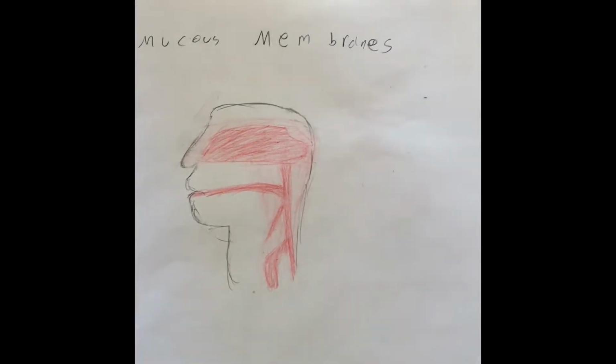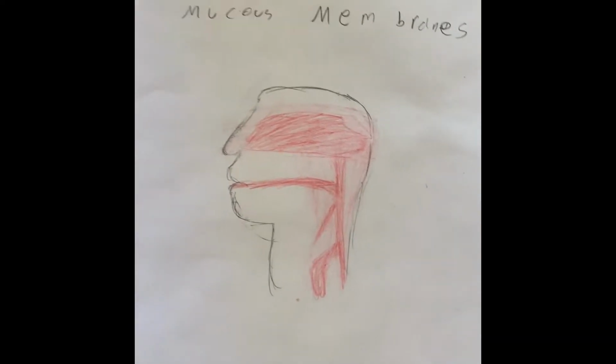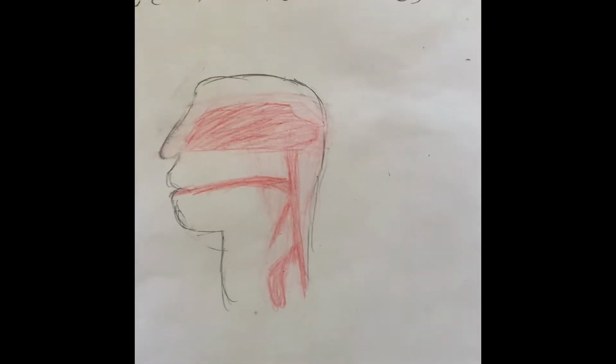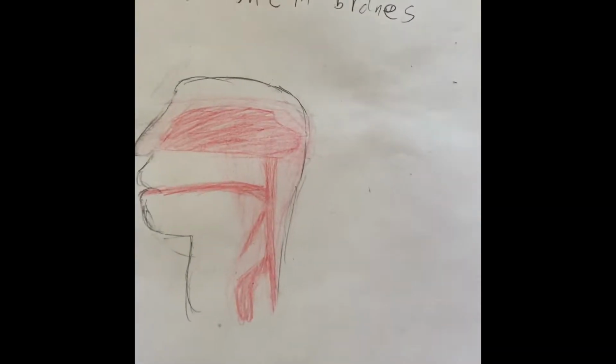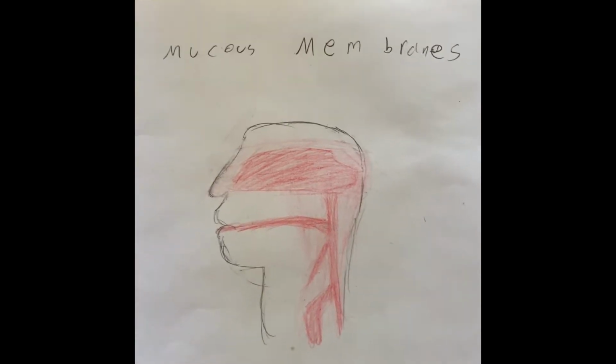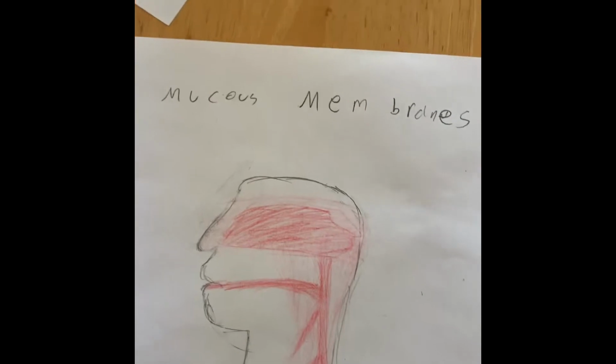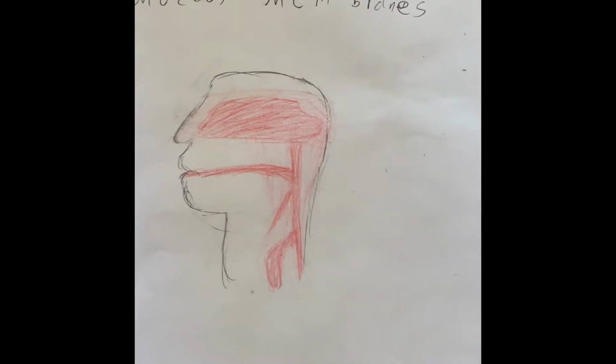The third part of the first line of defense is the mucous membranes. The mucous membranes produce mucus that entraps pathogens. The pathogens then are moved up by the cilia to the mouth or to the nasal passage, where they can either be sneezed out by the nose or swallowed into the digestive system.